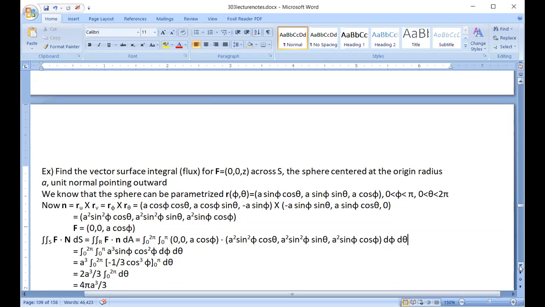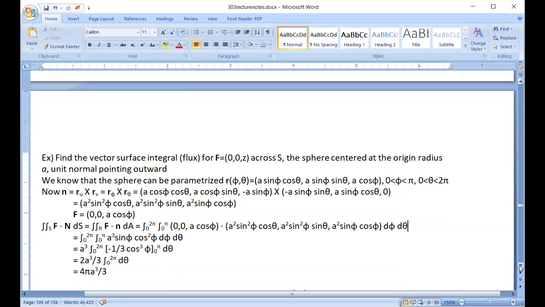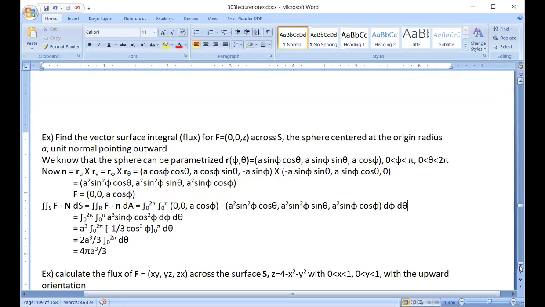Let's do another example. And for our second example, let's do our other example here. So calculate the flux of this vector field F equals xy, comma yz, comma zx across this surface. So z equals 4 minus x squared minus y squared, with x going from 0 to 1, y going from 0 to 1, taking the upward orientation. Okay. So how do we do this problem?